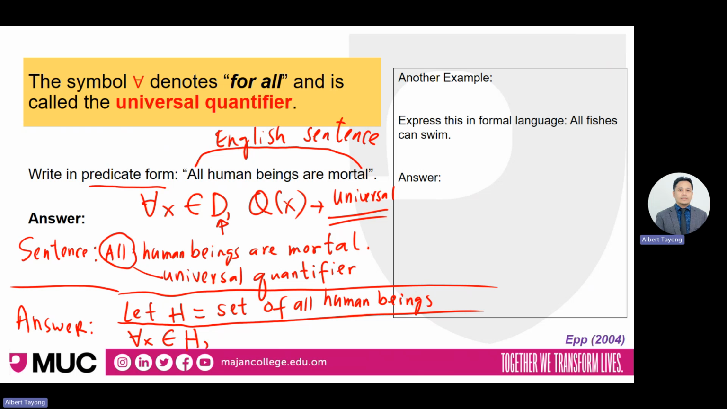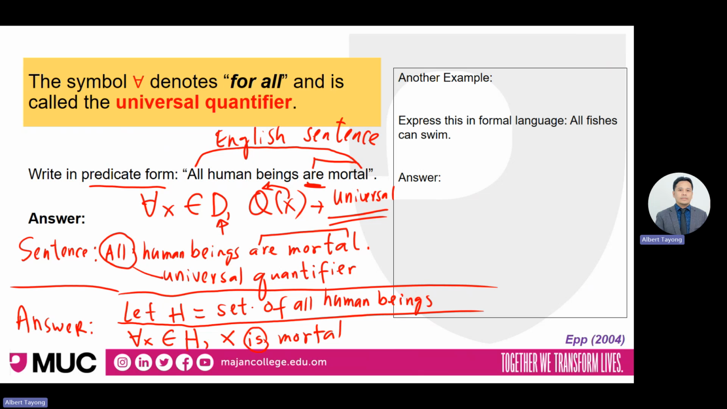Comma, X has the property of Q. This is our predicate, "are mortal." You can define it or there is no need. Directly you write X is mortal. So "is mortal" is our Q. Okay, guys, please take note that we are not using the plural "are." We use singular here. X is mortal.